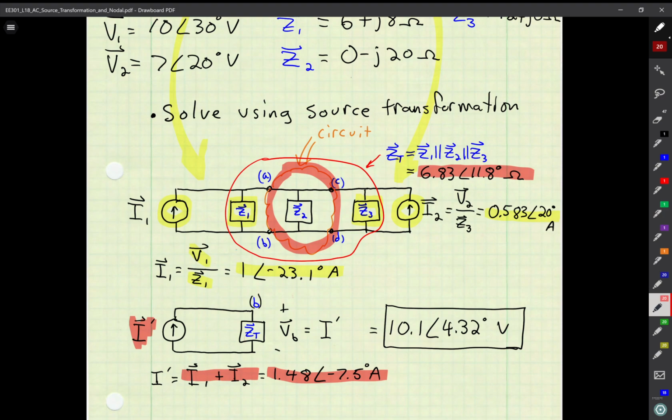And now I can solve for the voltage across by simply multiplying I times the impedance. Here, let me write that in there, I times ZT, here we go, which is equal to 10.1 with an angle of 4.32 degrees, which is the same answer as using nodal analysis on that same circuit. So they match. I'm using two different methods to solve it. We've gone through an example for nodal analysis and verified it using source transformations.